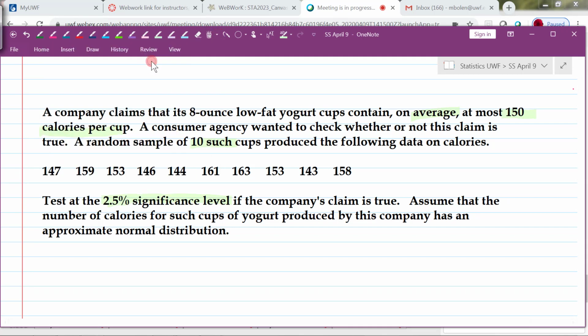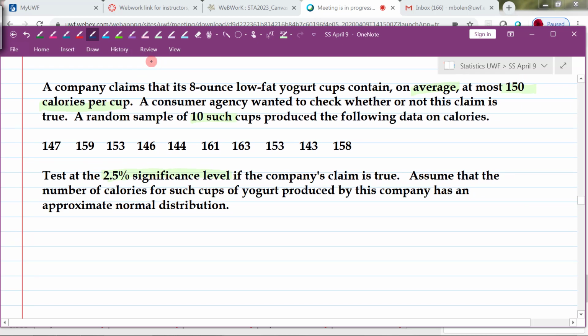So here we go. If we're going to test that it's true, we're going to assume it's true unless I can prove beyond a shadow of a doubt that what they're saying is wrong, okay? So that means my alternative hypothesis is going to be that mu is greater than 150. They're saying it's less than 150. As a consumer agency, I want to be able to go to them and say, I've proven statistically that you are wrong, that your average is higher than 150. So that's what we're testing, that mu is higher than 150.